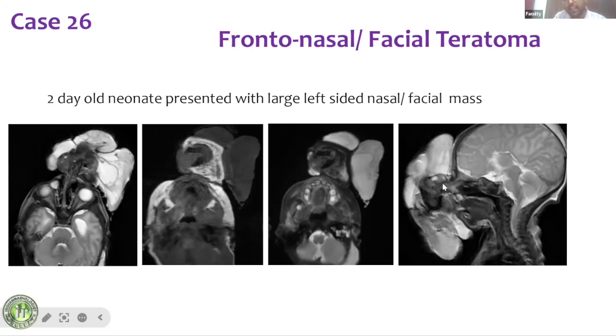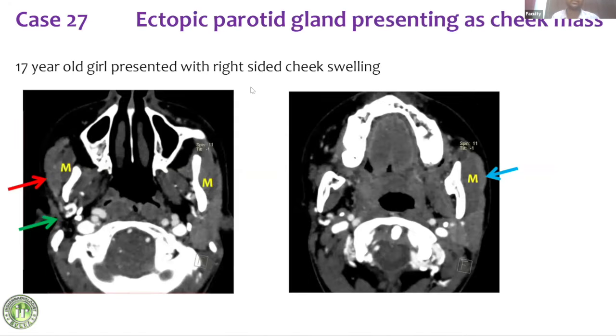And you can see the attachment is up into the anterior skull base, just close to the foramen cecum, anterior to the cribriform plate. So this is attached to the skull base, but there is no extension into the intracranial compartment. So this attachment is important, and that is the role of imaging, because the diagnosis is clinical.